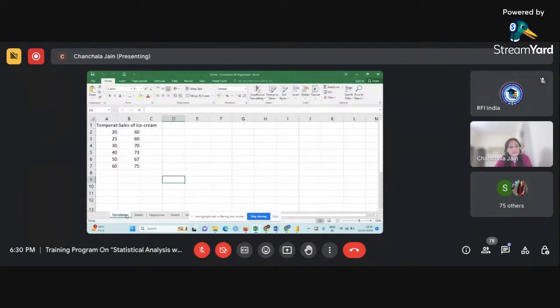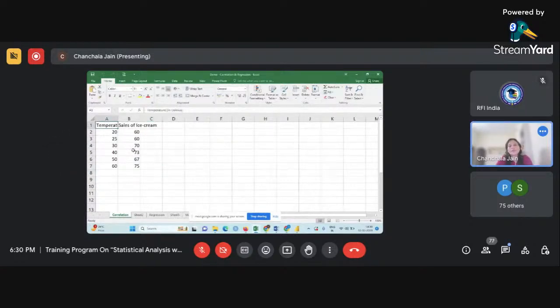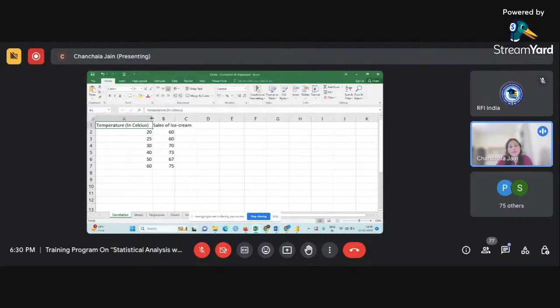Yes, ma'am. Okay, friends, we can see here we have two variables available in this particular sheet: temperature in Celsius and sales of ice cream in rupees, right? So these are sales of ice cream in quantity terms given to us. So now we can see that temperature and sales of ice cream, two variables, are given. The nature of the variables is numeric.